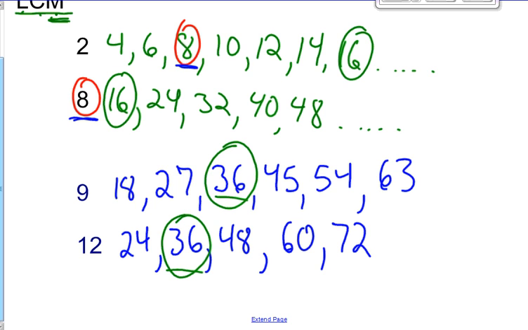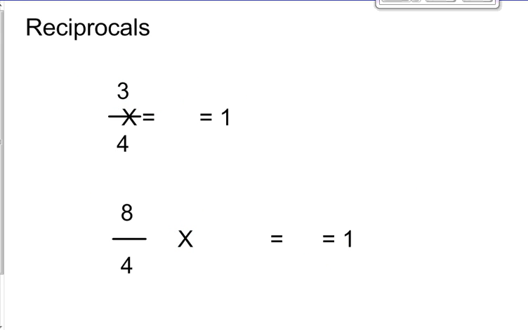So we have the idea of least common multiple. And that idea is going to be important, especially as we start adding fractions with different denominators, so that we can find a common denominator. And that's what we're going to use, the least common multiple.